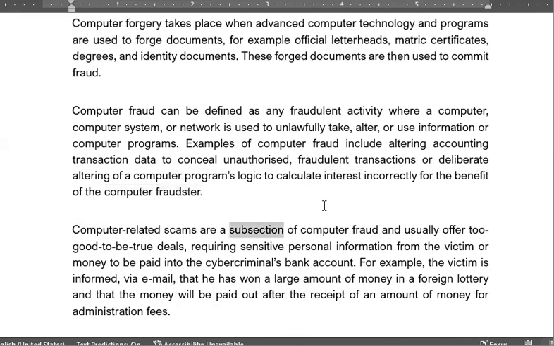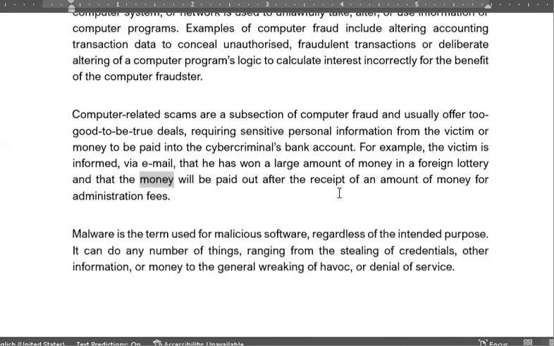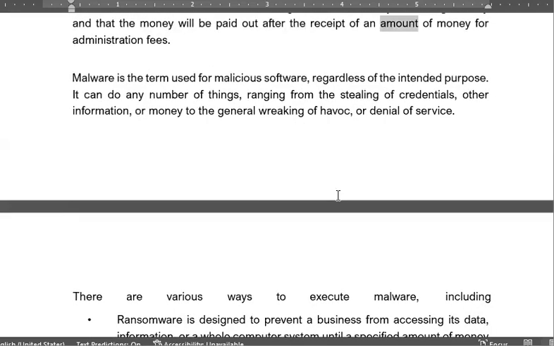Computer-related scams are a subsection of computer fraud and usually offer too-good-to-be-true deals, requiring sensitive personal information from the victim or money to be paid into the cyber criminal's bank account. For example, the victim is informed, via email, that he has won a large amount of money in a foreign lottery and that the money will be paid out after the receipt of an amount of money for administration fees.